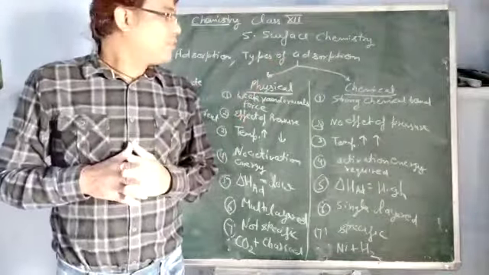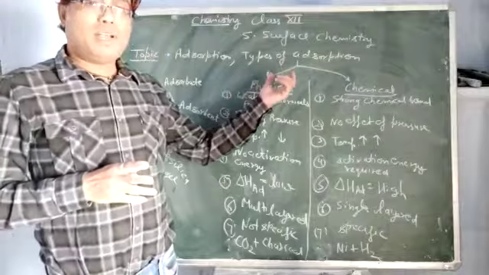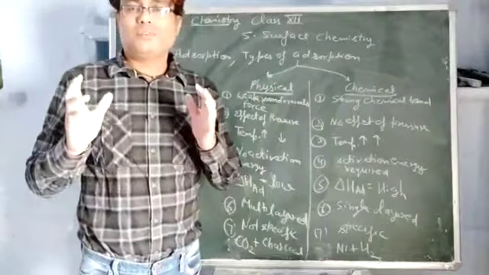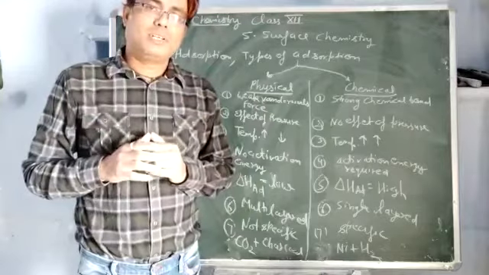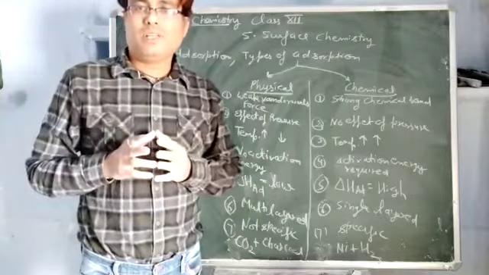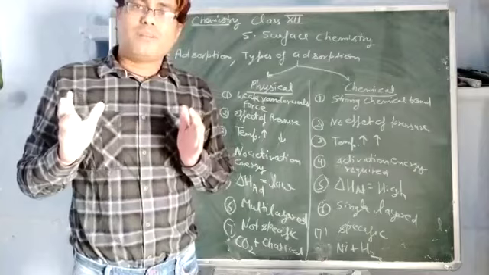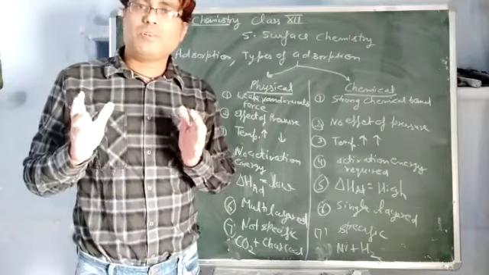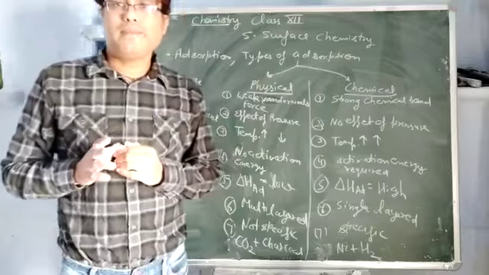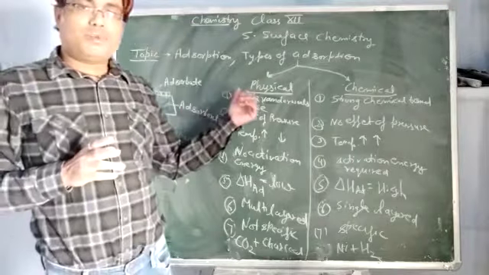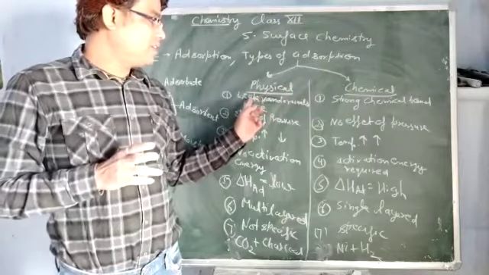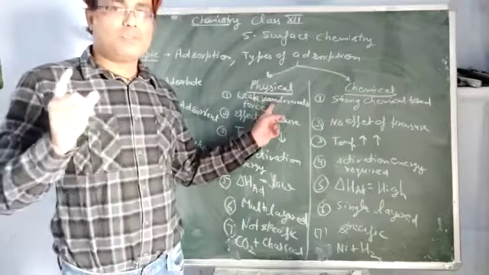Now next, types of adsorption. There are two types of adsorption: physical adsorption and chemical adsorption. Now first, what is physical adsorption? It is adsorption in which weak van der Waals forces of attraction, or you can say weak bonds, are involved. So the first point, we are discussing the differences. In physical adsorption there is weak van der Waals force of attraction between adsorbate and adsorbent.